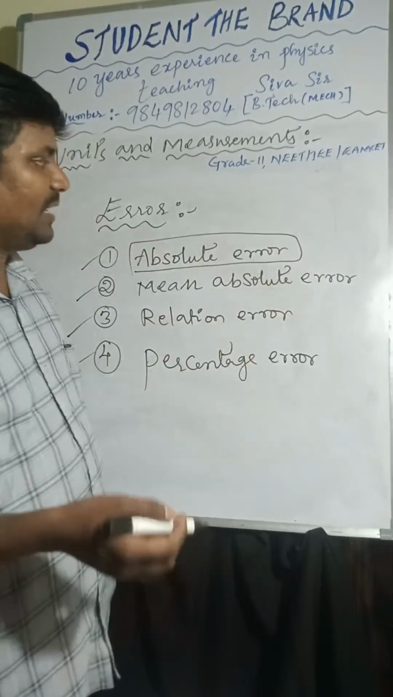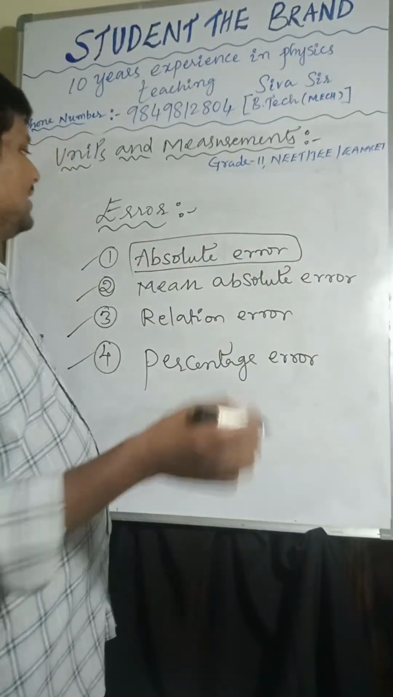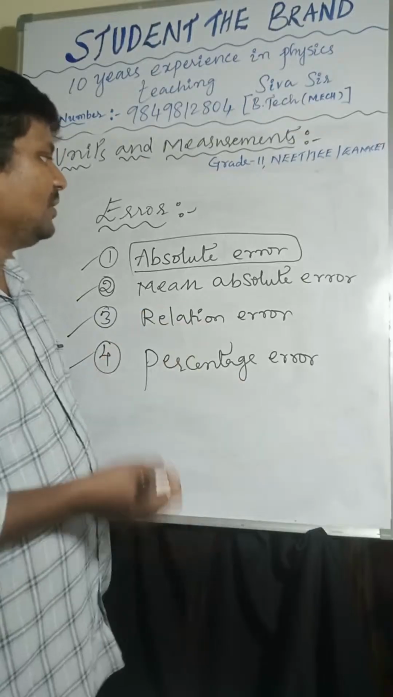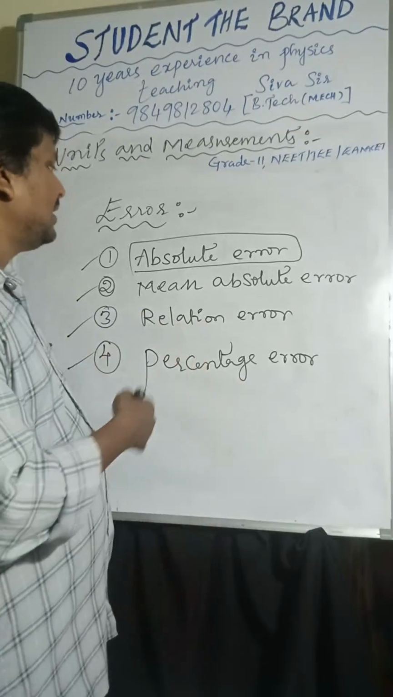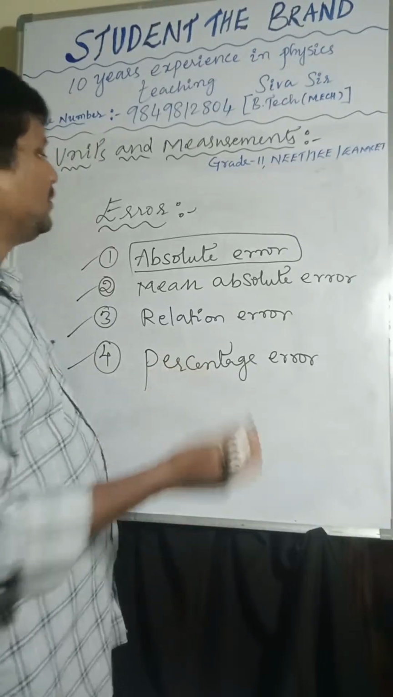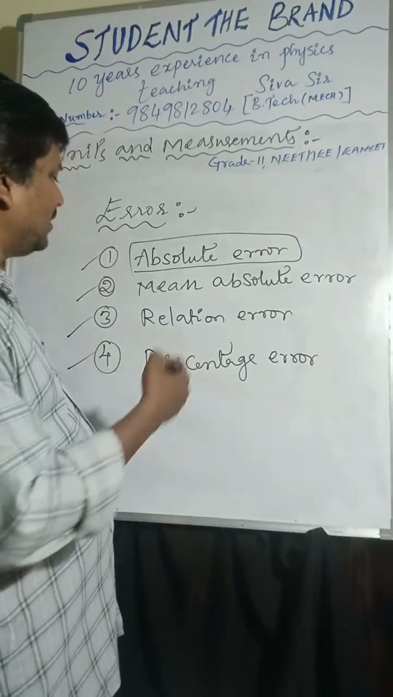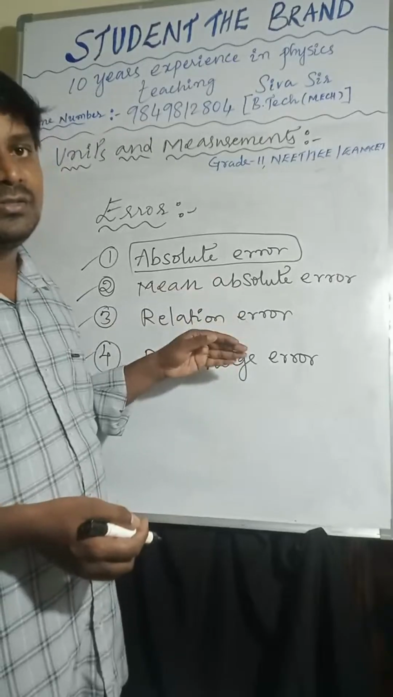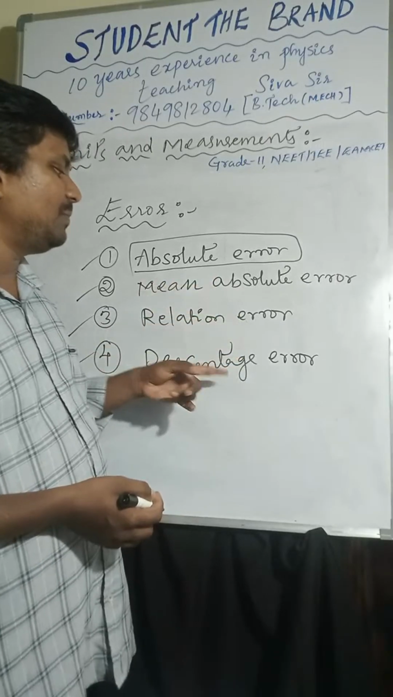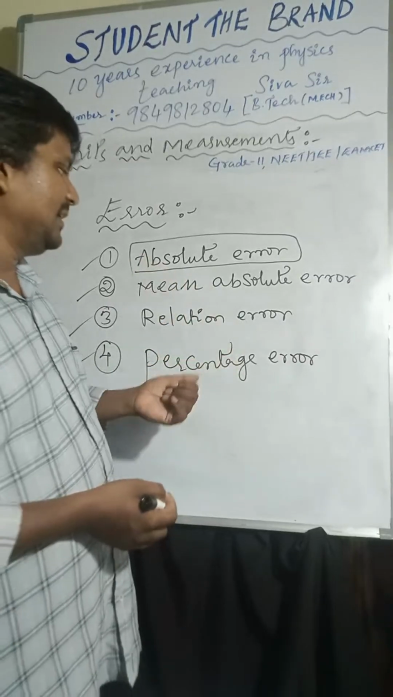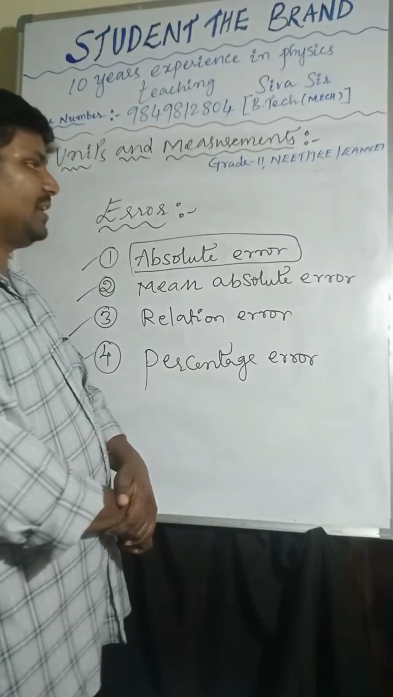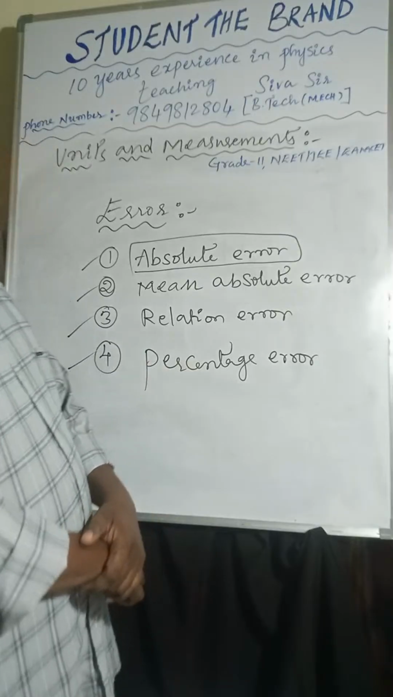Mean absolute error is the arithmetic mean of the magnitudes of absolute errors. Relative error is the mean absolute error divided by the true value. If you write relative error in the form of a percentage, that is called percentage error. So these are the types of errors.